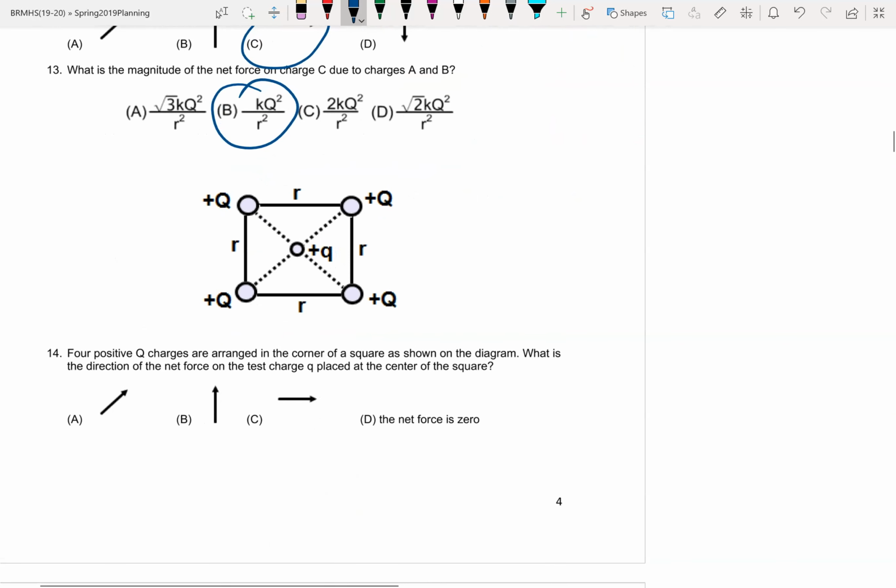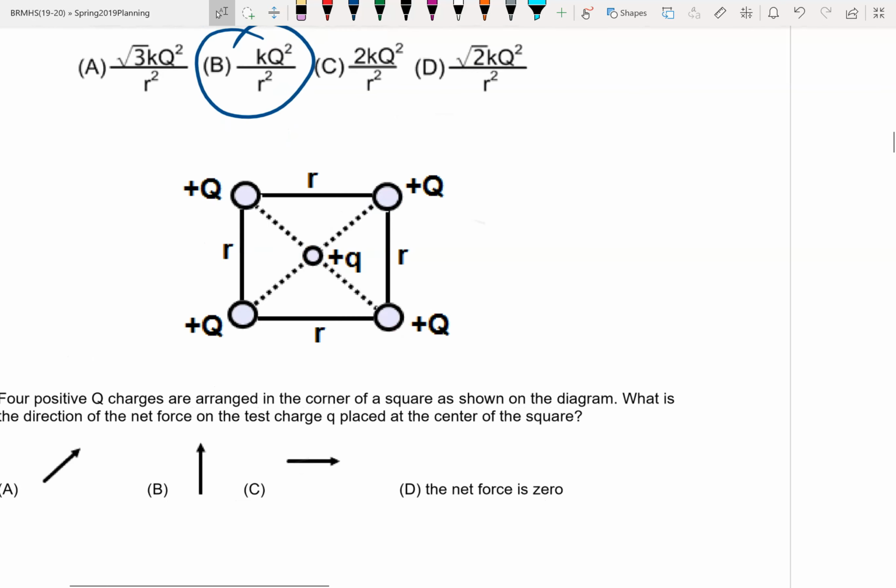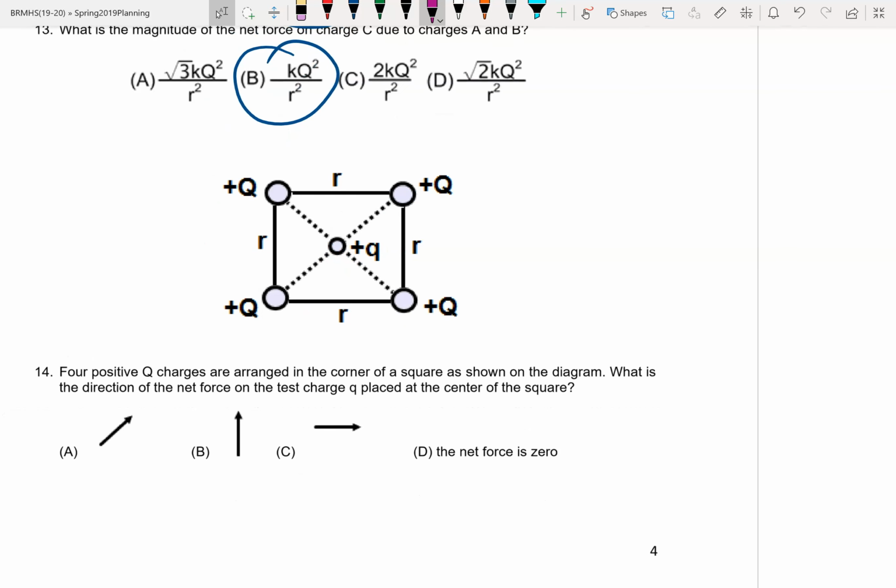Okay, 4 positive capital Q charges are arranged in the corner of a square as shown in the diagram. What is the direction of the net force on the test charge Q, little q, placed at the center of the square? Again, just look at each of these things individually, like each pair of them individually. A positive Q, we're going to get repulsion there. Positive Q, same distance away, we're going to get repulsion again. And those are going to be equal in magnitude, so they'll cancel out. Same thing for my other points.